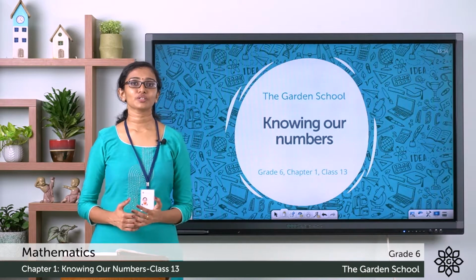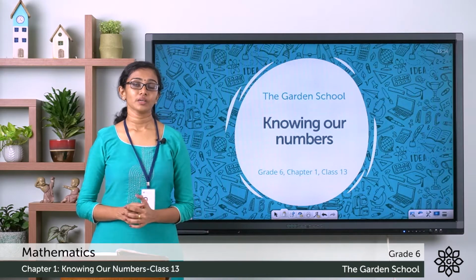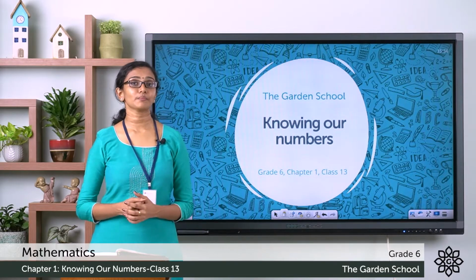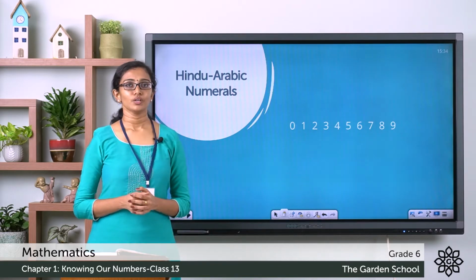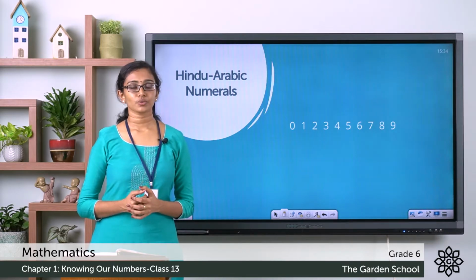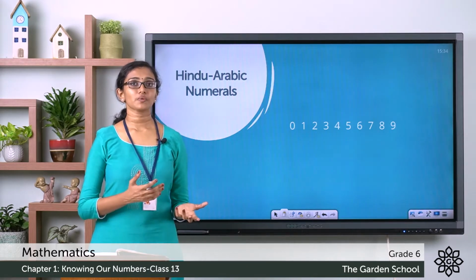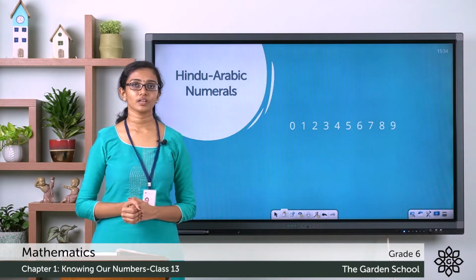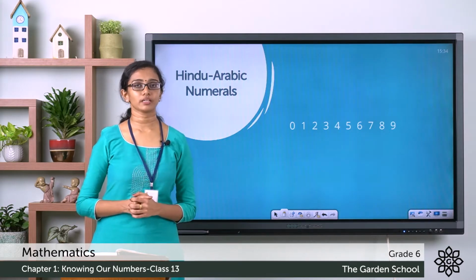So today we are going to discuss Roman numerals. In the beginning of this chapter, we learned about how the modern number system came into being. The modern number system uses the 10 digits from 0 to 9. These numerals were invented in India. They were first used by the Indians, then by the Arabs, and the Europeans were introduced to these numbers by the writings of mathematicians. Hence, these numbers are also called Hindu-Arabic numerals.